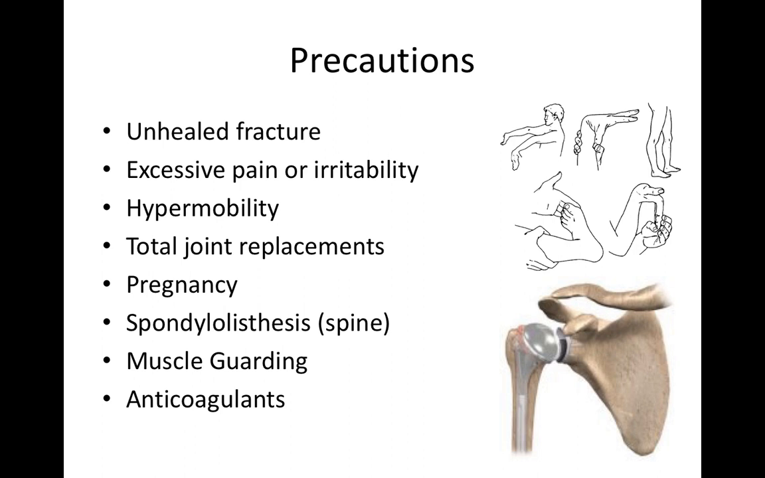Other precautions include unhealed fracture, excessive pain or irritability, hypermobility, total joint replacements, pregnancy, spondylolisthesis, muscle guarding, and anticoagulation therapy. Again, these are precautions, and every situation is going to be different. There are times where we may provide these interventions for individuals that have some of these because they need the treatment. But again, each individual is going to be different, and we have to take into account some of these other health conditions or issues that may impact this intervention.